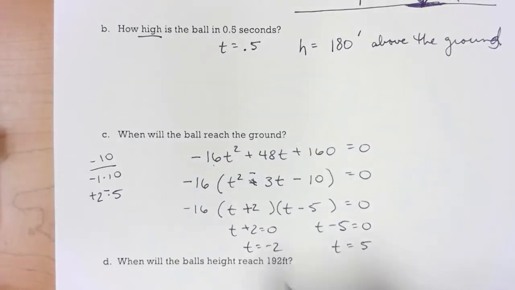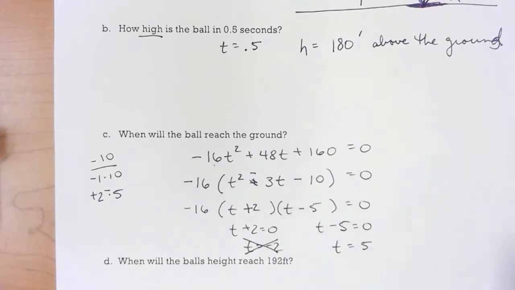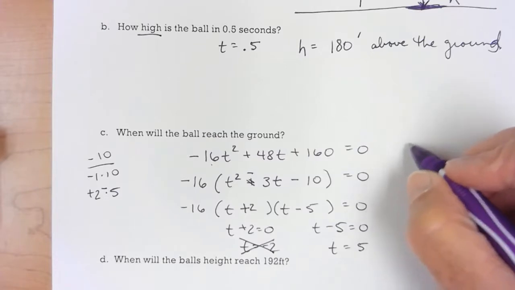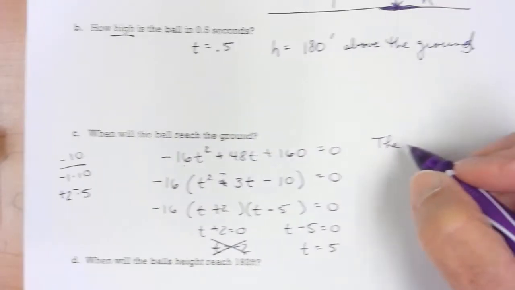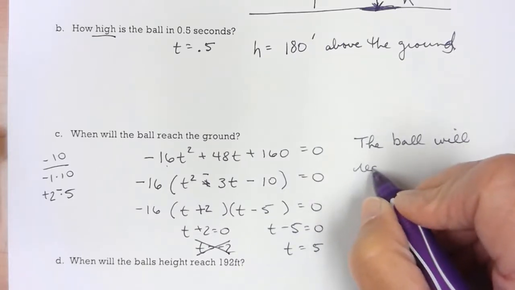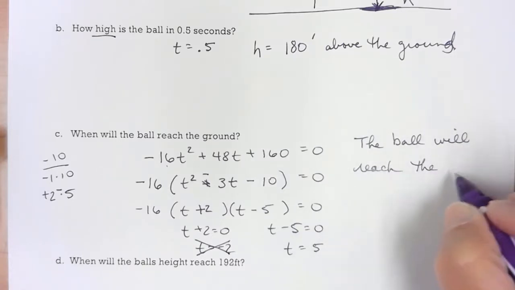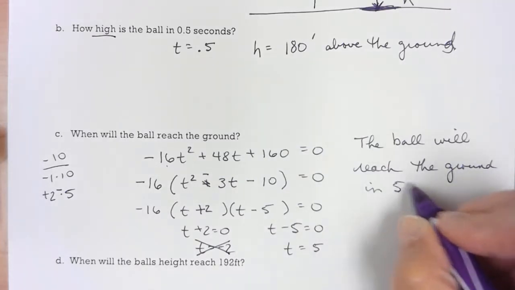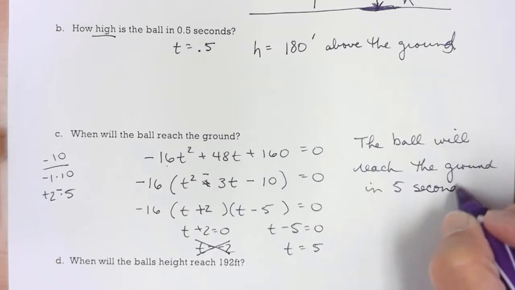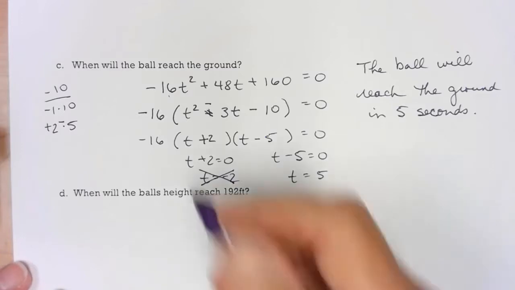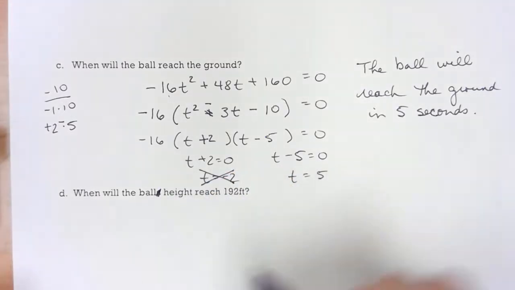Okay? This does not make sense. That's negative time. So when will the ball reach the ground? It will reach the ground in 5 seconds. Okay. When will the ball's height reach 192 feet?